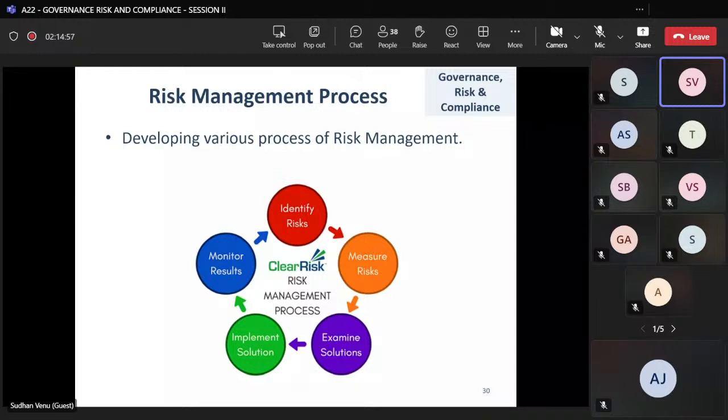We have the steps here. For step one, you have to identify the potential risk. The next one is to measure the risk, that is, measure the frequency and severity of the risk. So you have to measure the risk in terms of frequency and severity, how many times it happened and what is the severity, how many customers are affected. You have to make sure of the measurement, and examine the solution.